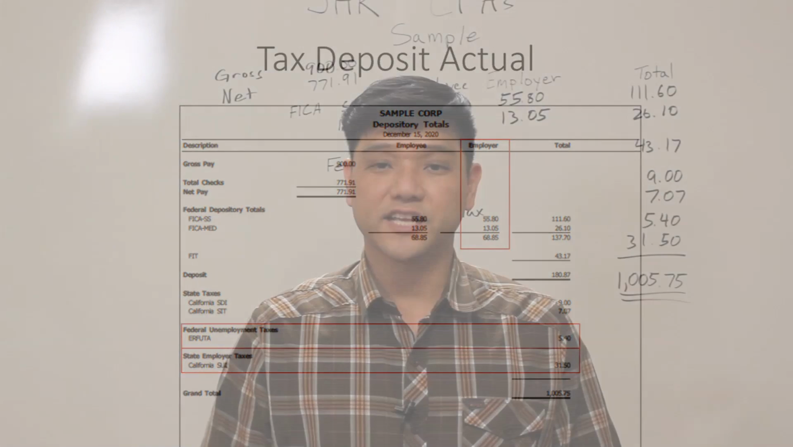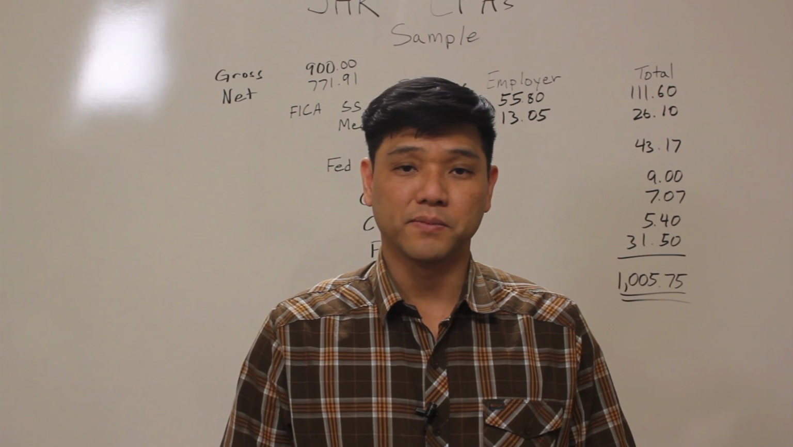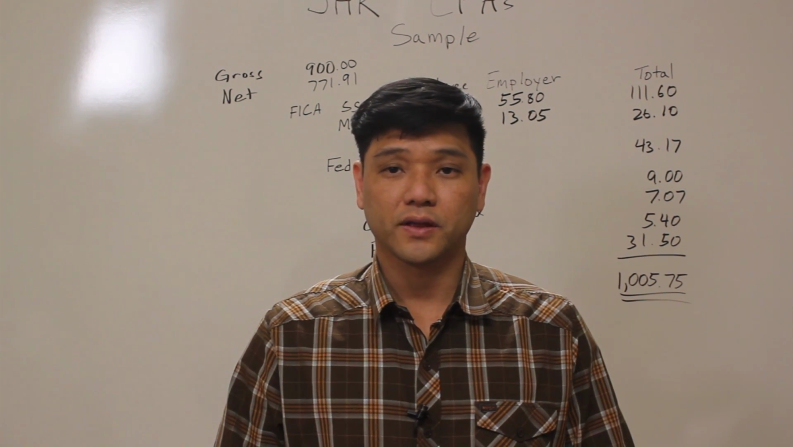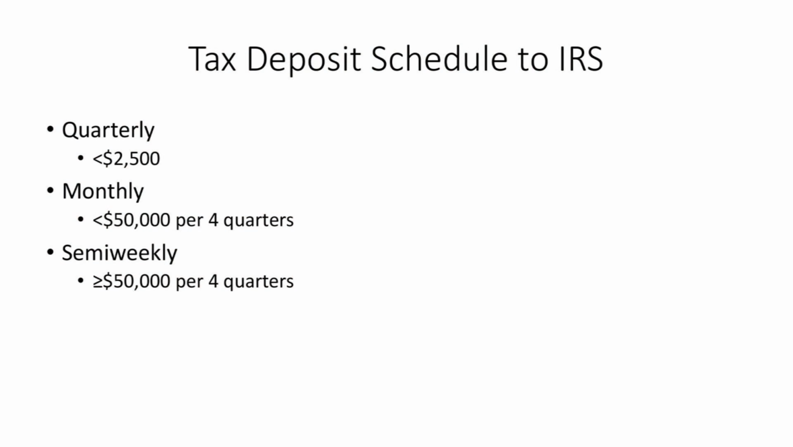The IRS has set a schedule for when you must make your payroll tax payments, depending on the amounts that are due within a 4-quarter period. But if your quarterly amounts due were less than $2,500, you can make your payments quarterly along with your quarterly payroll tax filing. If your amounts due for the 4-quarter period were less than $50,000, then you would make monthly tax payments. If your amounts due were greater than or equal to $50,000, you would make semi-weekly payments.